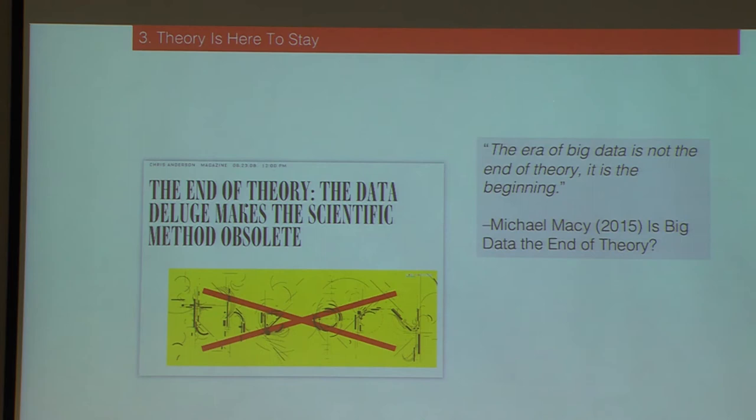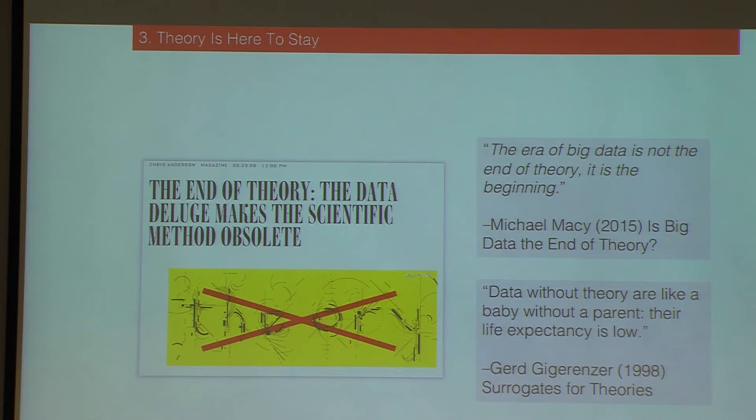What we're trying to do fundamentally as scientists is explain the world, or at least that's what I want to do: come up with real explanations of what's happening, not just gather facts about what's happening, but explain why those facts are, and that is theory. If we're not doing that, we're just coming up with a bunch of things to check off a list. And I'm going to leave you with this last quote from Gerd Gigerenzer: data without theory are like a baby without a parent. Their life expectancy is low.